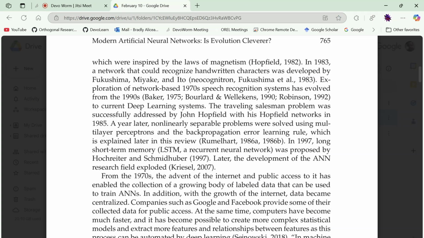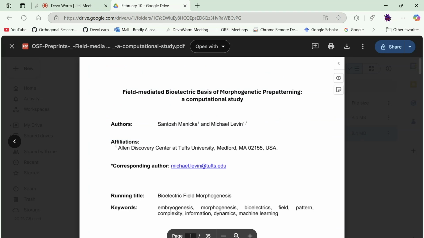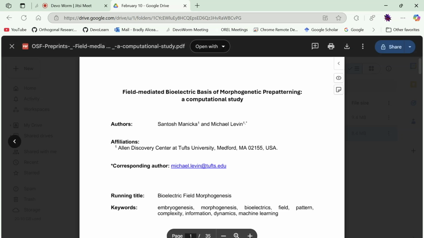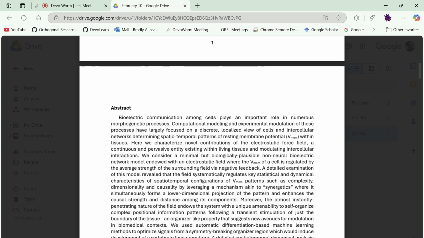Okay, so the other paper I want to talk about today is by Manicka and Levin. This is a Michael Levin preprint on the field-mediated bioelectric basis of morphogenetic prepatterning. So this is some pretty hefty bioelectric developmental stuff, really getting deep into this topic. If there are technical details that we don't understand, I don't know if I can help with them, but we'll see.